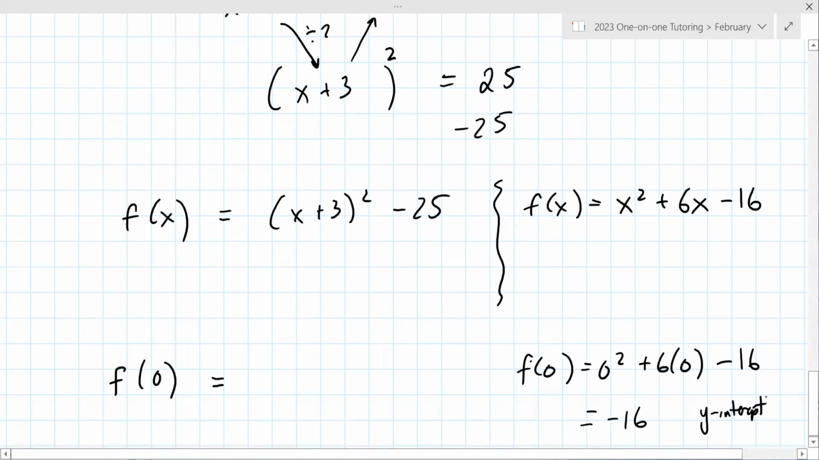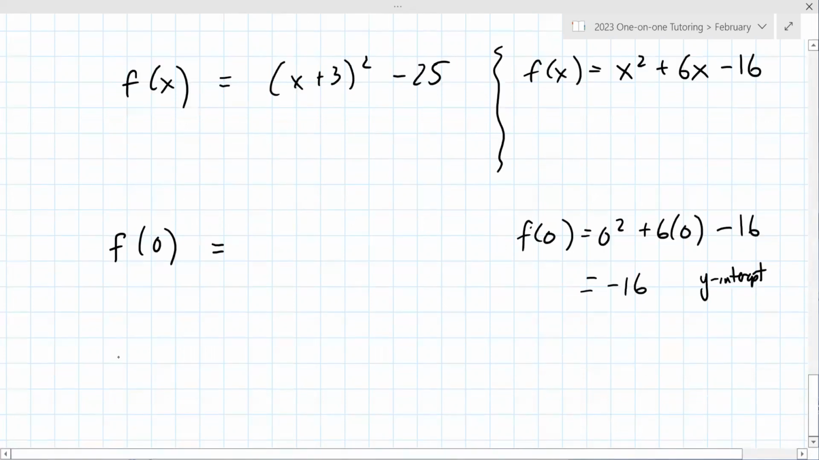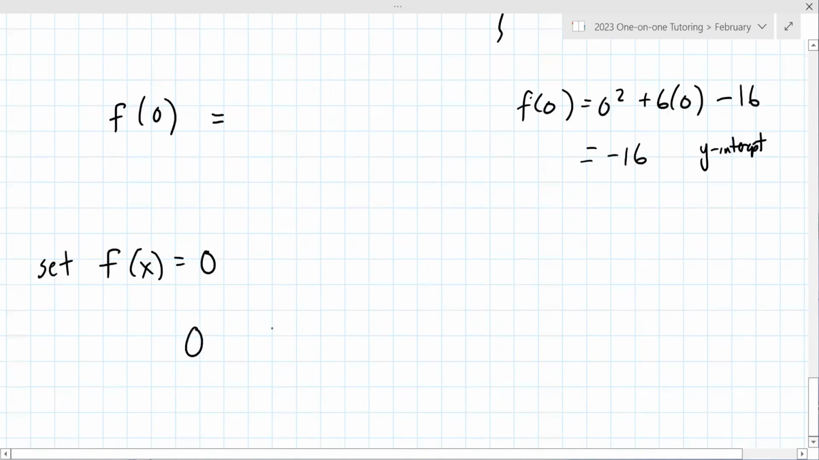The next one it asks for looks very similar, but it's f of x equal to 0. And that means you're setting f of x up here at the top equal to 0. This is 0 equals this stuff on the right: 0 equals (x plus 3) squared minus 25.